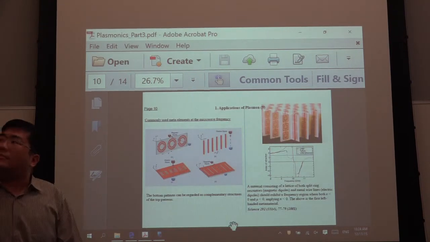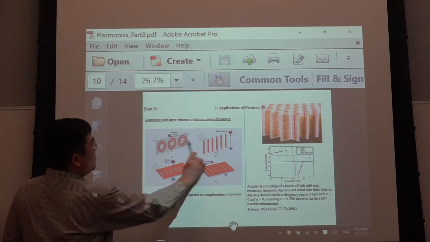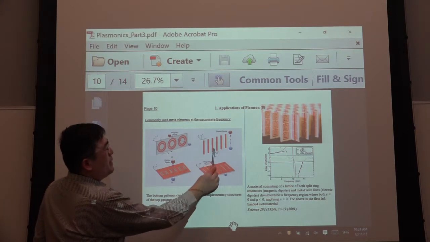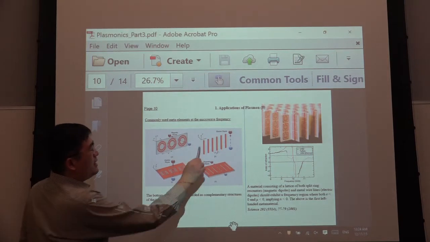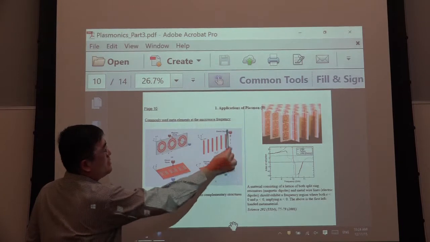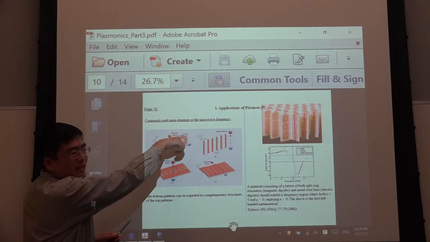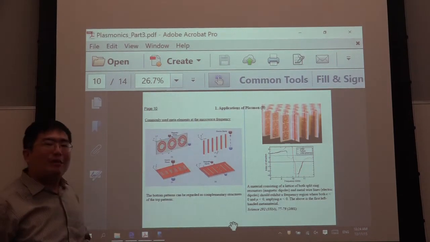Maybe I have no time. This is commonly used in the microwave frequency. You can see this is a metallic wire, similar to an electrical dipole. One end has a positive charge and the other a negative charge, because of truncation. This is an electrical dipole. This is a split ring, with current flowing like this. Due to Ampere's law, it is similar to a magnetic dipole.